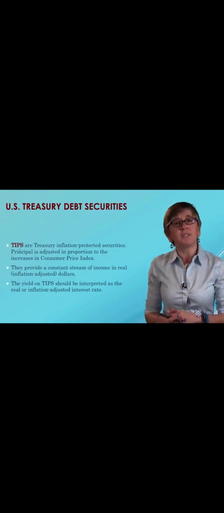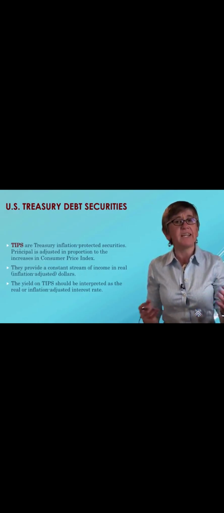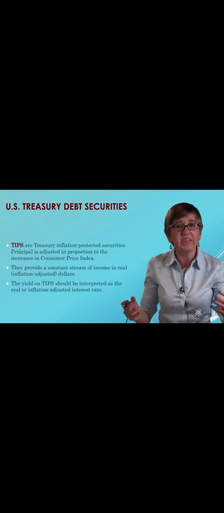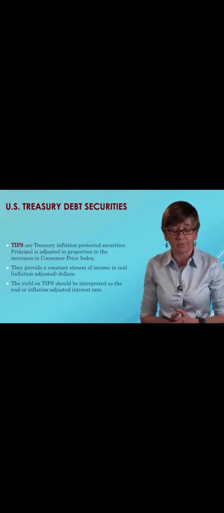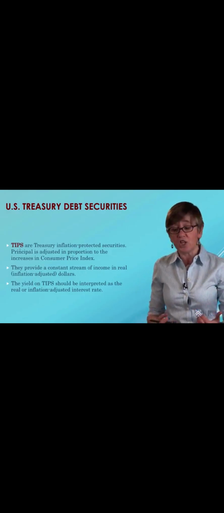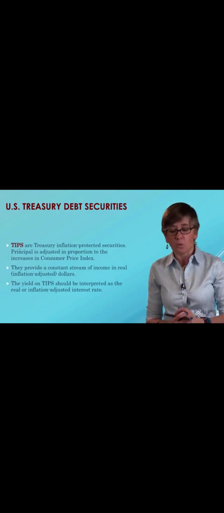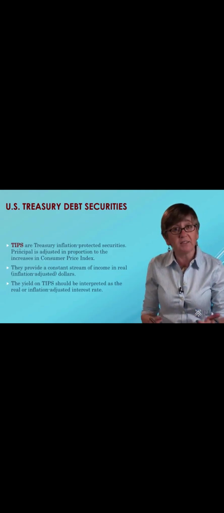Around the world, governments issue bonds that are linked to some kind of cost of living index to provide investors with an instrument to hedge for inflation. In the US, the Treasury issues TIPS. In other words, Treasury inflation protected securities.